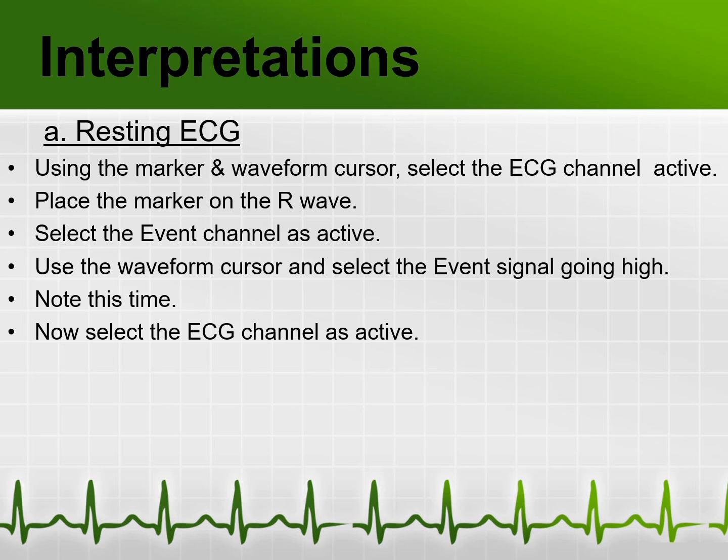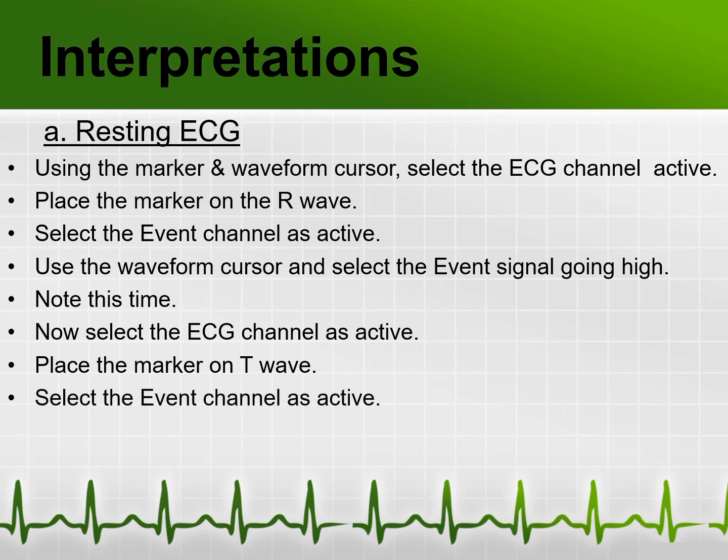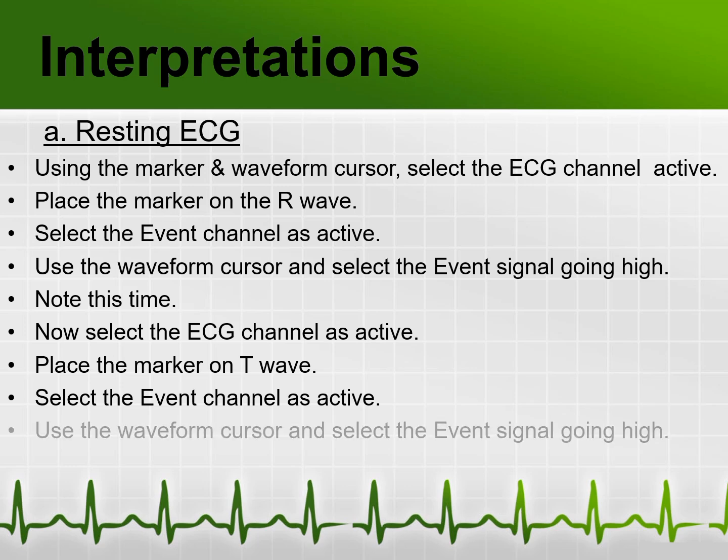Now select the ECG channel as active. Then place the marker on T wave. Then select the event channel as active. Then use the waveform cursor and select the event signal going high. Note this time.